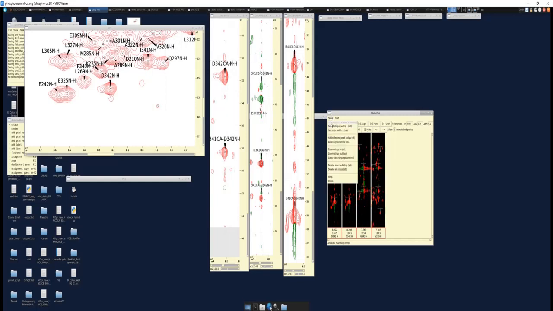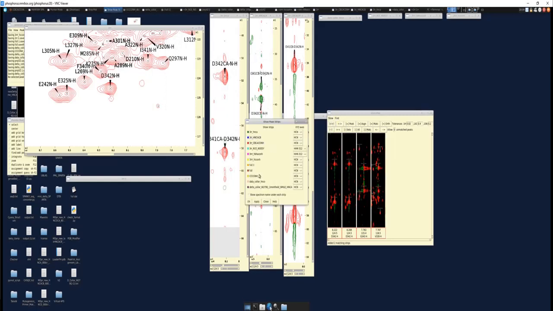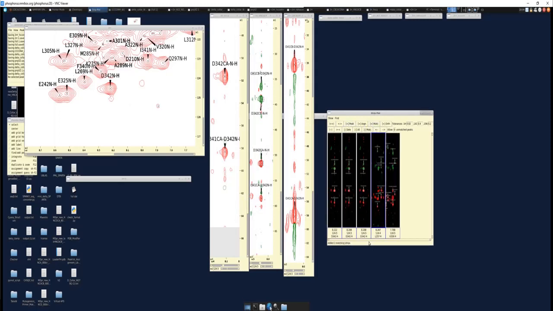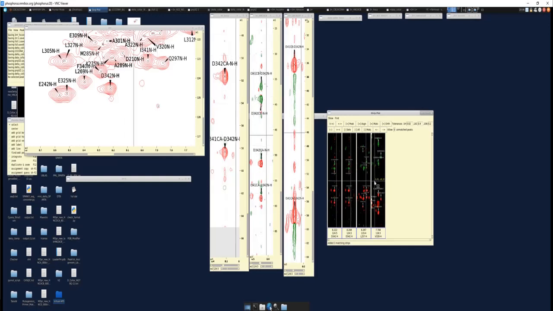Let's look at what would happen if I searched the HNCACB instead. So if I pick match, you can see here that I have two matches that end up showing up here. You have my I and these two matches. So let's get rid of this I here. But you might have noticed if you go back and look at the previous strip plot that I did searching the CBCACONH, that I didn't actually get these two matches.